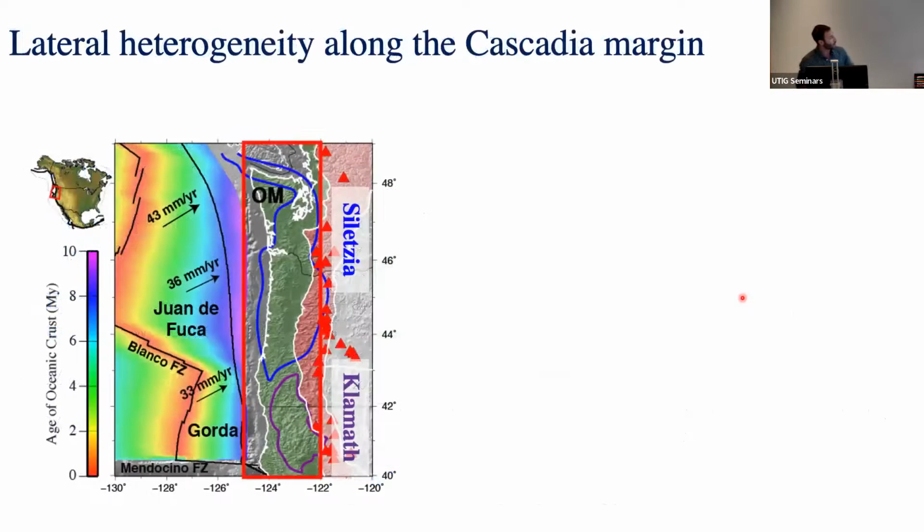So we can look at the overriding plate. Some of the most striking variations we see in the Cascadian margin, to first order, is we have this variation in the basement compositions in our overriding plate.